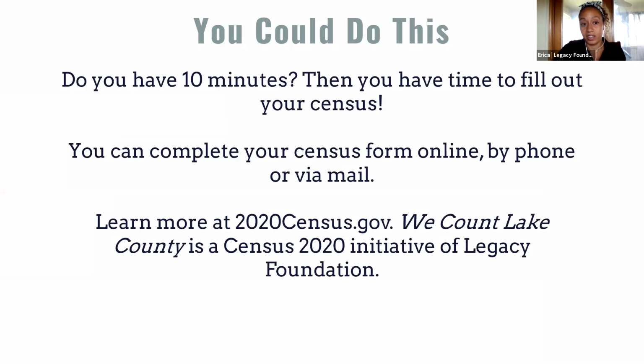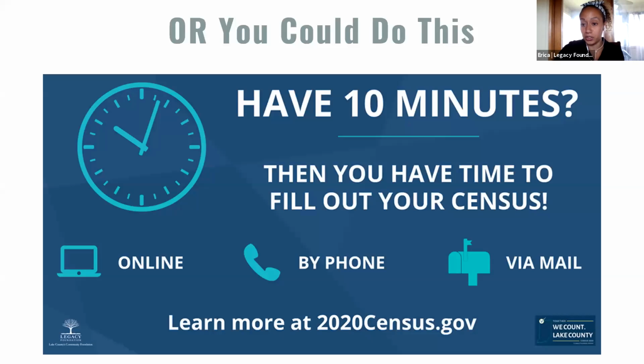So an example, you could do something like this. And this was a promotion for the census that we did. You have 10 minutes to fill it out. You can complete it online, by phone, or via mail. And here's where you can learn more information. So this text gives you all of the information that you need, but it's also kind of boring. Or you could do this.